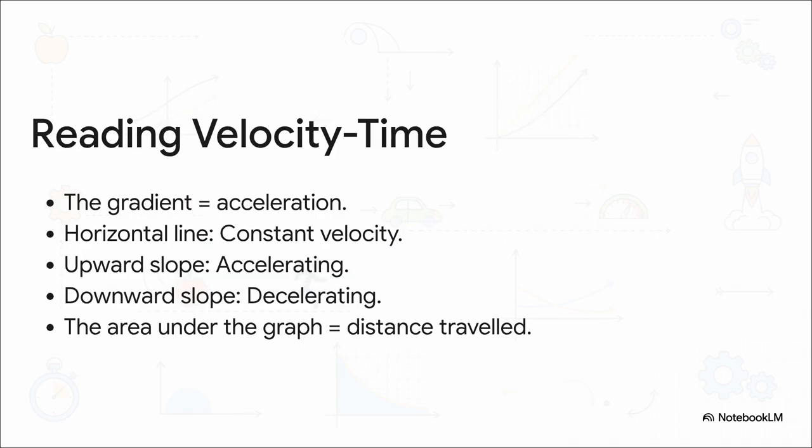So here are the new rules for a velocity time graph. The gradient now tells us the acceleration. So a flat horizontal line means constant velocity, which means 0 acceleration. An upward slope, it's speeding up, it's accelerating. A downward slope, it's slowing down, decelerating. But wait, there's more. There's a bonus piece of information hidden here. The area under the graph actually tells you the total distance the object has traveled. So, 2 key things. Gradient is acceleration, area is distance.